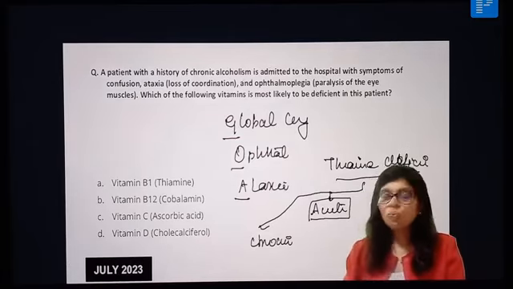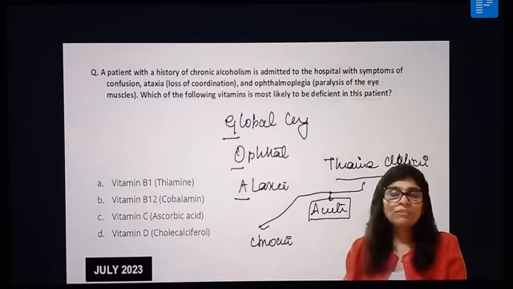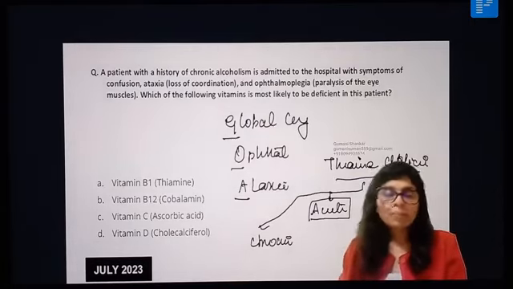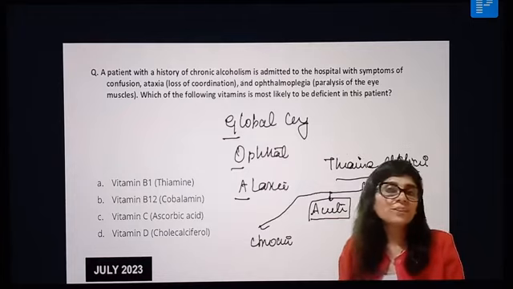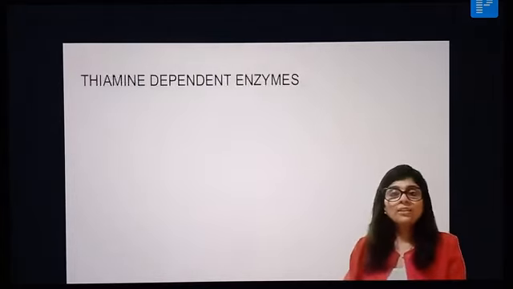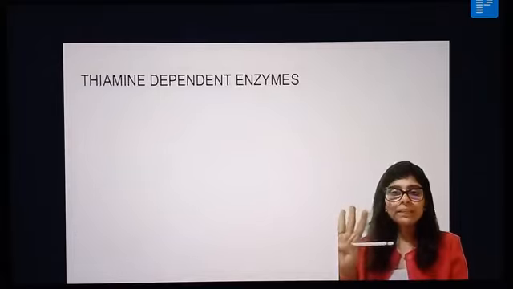And let me now use this opportunity to tell you about two facts. First, I will tell you about thiamine, and then I will tell you about alcoholism, because both are repeatedly asked about. Okay, so first about thiamine. What are the thiamine dependent enzymes? There are 4 thiamine dependent enzymes.